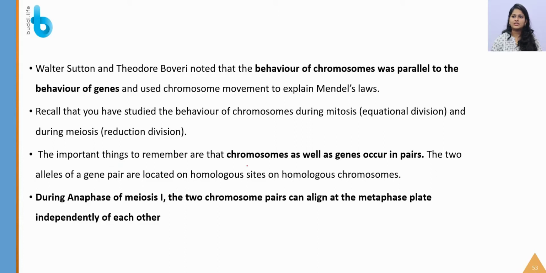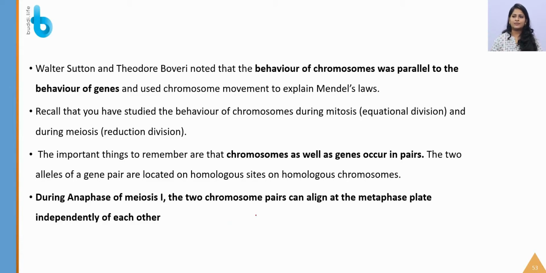The important things to remember are that chromosomes as well as genes occur in pairs. The two alleles of a gene pair are located on the homologous sites on the homologous chromosomes. So two points are very important to remember. These are called the chromosomal theory of inheritance, and who proposed that? Sutton and Boveri. Behavior of chromosomes was parallel to the behavior of genes. Chromosomes as well as genes occur in pairs.